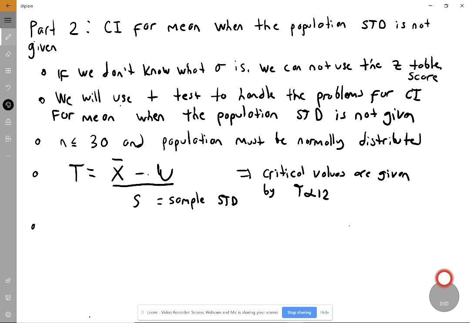Okay, and the formula for the t-test is t is equal to x minus mu divided by s. Again, s is the sample standard deviation. And critical values are given by t alpha over 2.